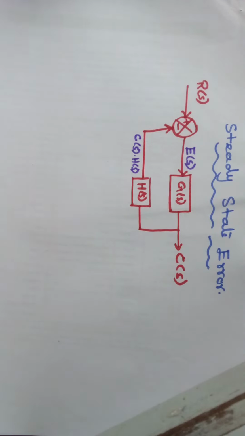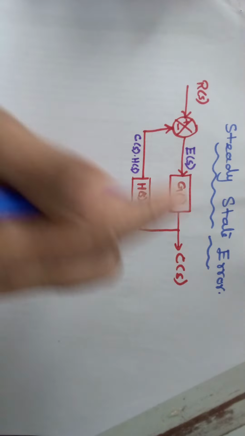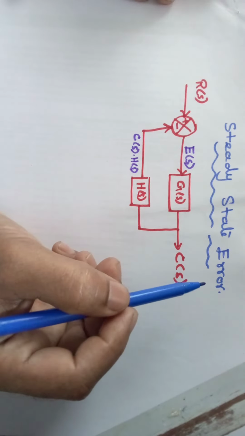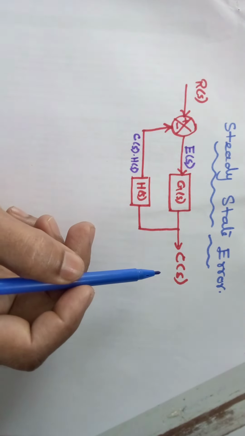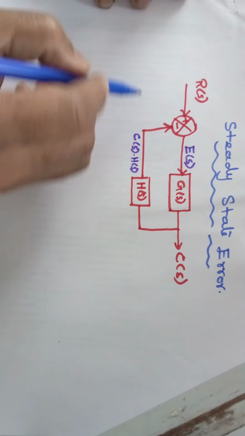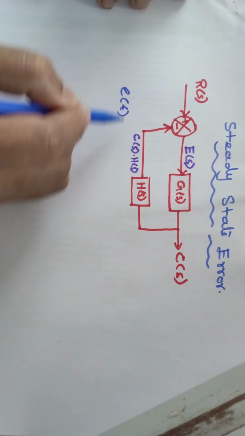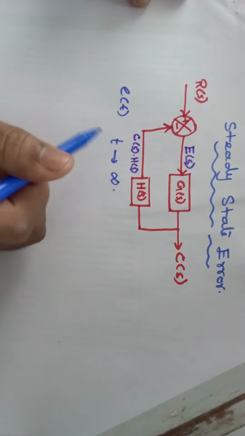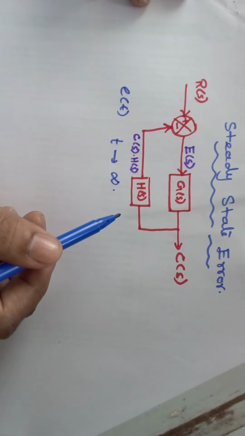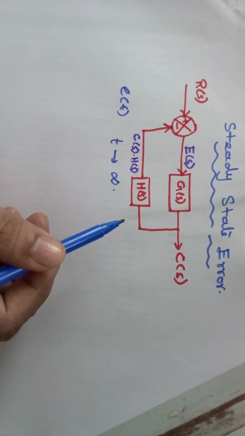So in today's lecture we are going to see about a steady state error. So what is a steady state error? A steady state error is the value of the error signal e(t) when time t tends to infinity. Right? So how does this steady state error occur in a control system?